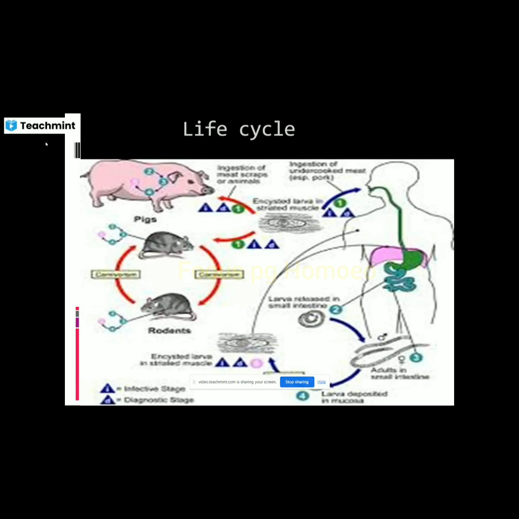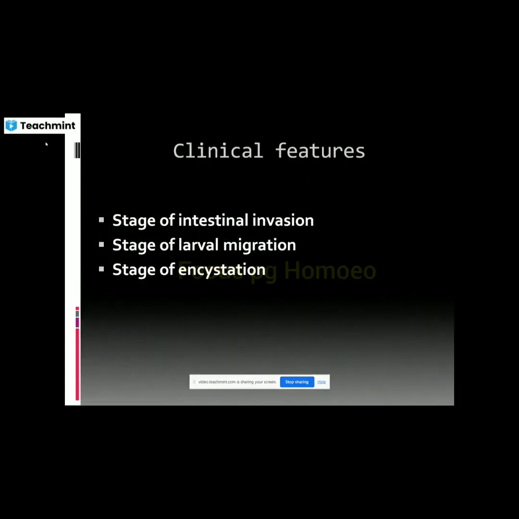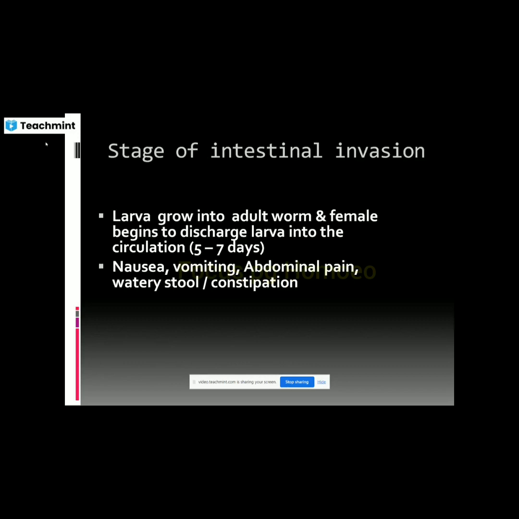By this way, the infection can be transmitted in Trichinella spiralis. Next one is the clinical features. Totally three stages are seen: stage of intestinal invasion, stage of larval migration, stage of encystation. In the stage of intestinal invasion, the larva will grow into an adult worm and the female worm begins to discharge larvae into circulation. It will happen in about 5 to 7 days. In this stage, some GIT symptoms are seen such as nausea, vomiting, abdominal pain, watery stool and constipation.